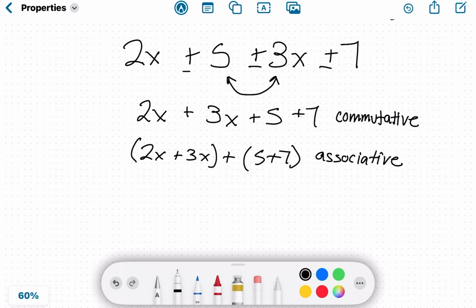Now, it's super easy. All we have to do is simplify within the parentheses, and then we'll be done. 2x plus 3x is 5x, and then that plus 5 plus 7, which is 12, and then boom, our final answer, 5x plus 12. So we just saw how the properties could be used to simplify an expression, and there we go.